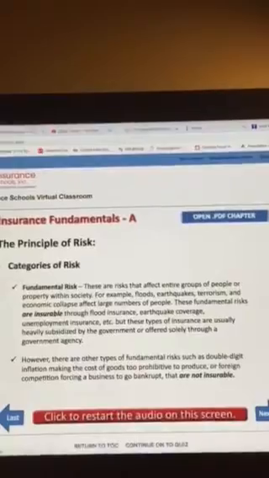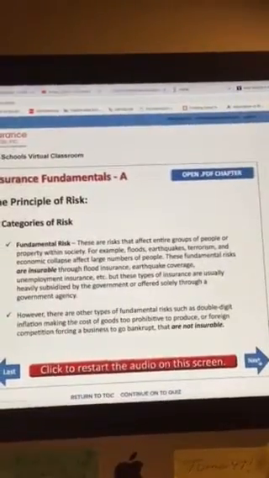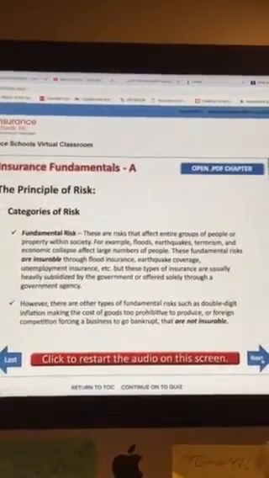There are other types of fundamental risks that are not insurable. An example would be double-digit inflation causing the cost of production to become too high, causing a business to file for bankruptcy.